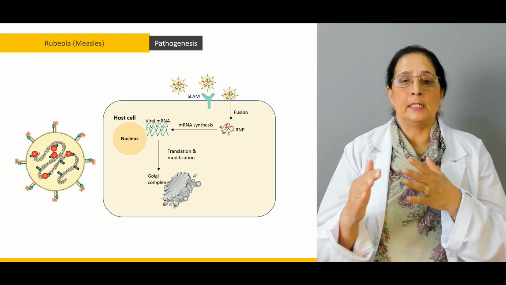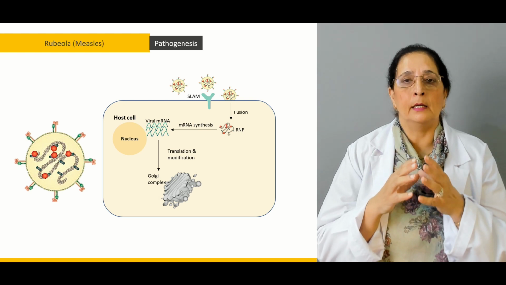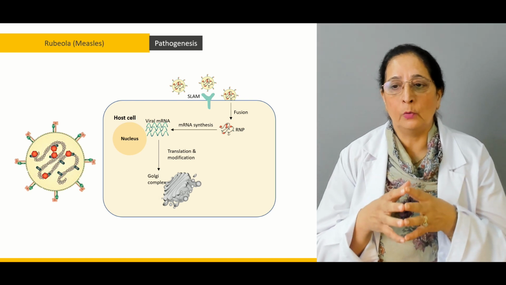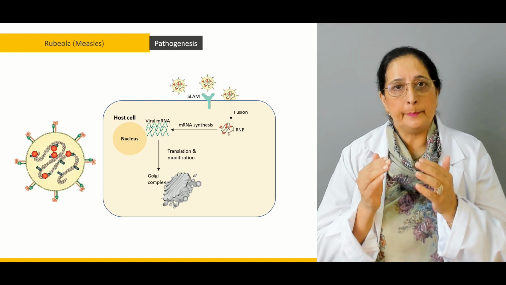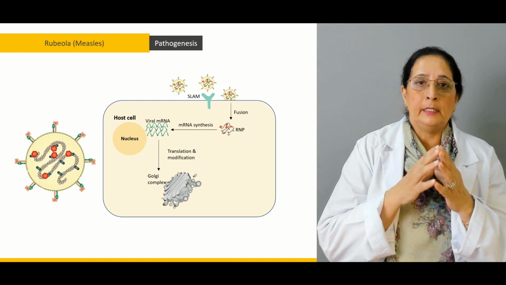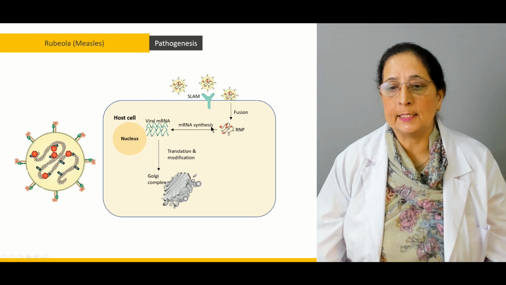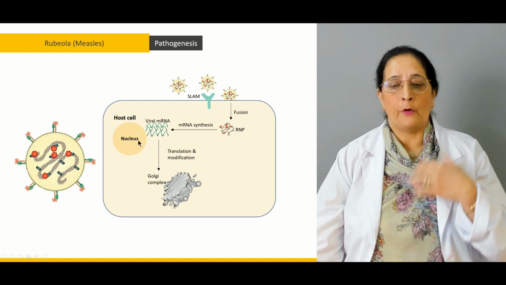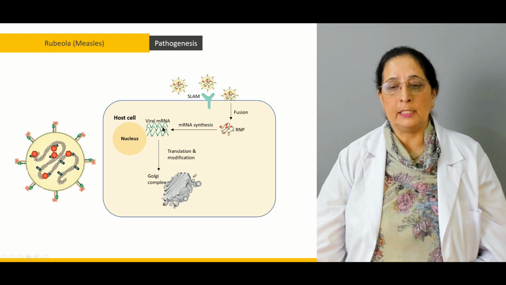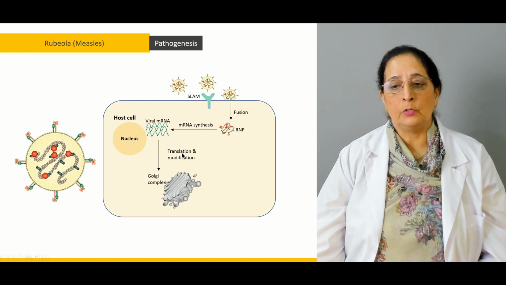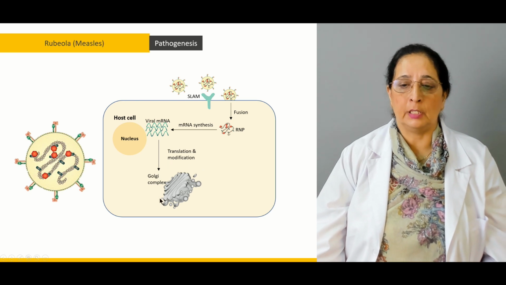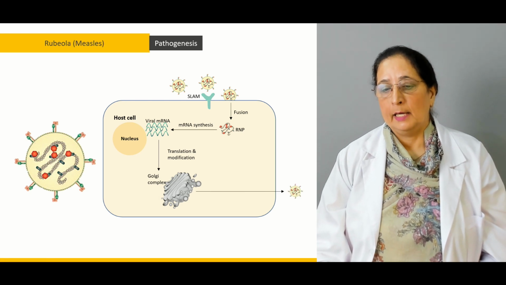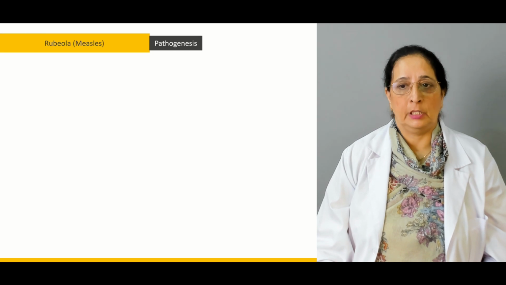So the pathogenesis is that the measles virus undergoes fusion and forms RNP, and then, under the influence of messenger RNA synthetase, there is synthesis of messenger RNA that forms viral messenger RNA. This viral messenger RNA undergoes translocation and modification, and it goes to the Golgi complex, and then again it causes infection in the host.